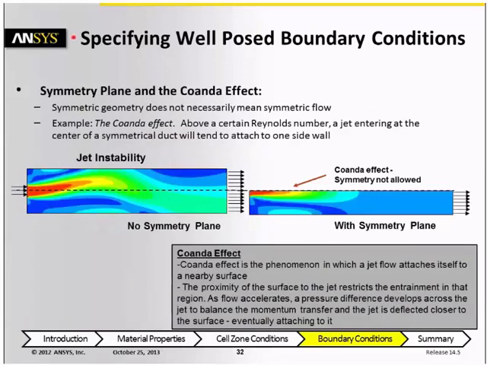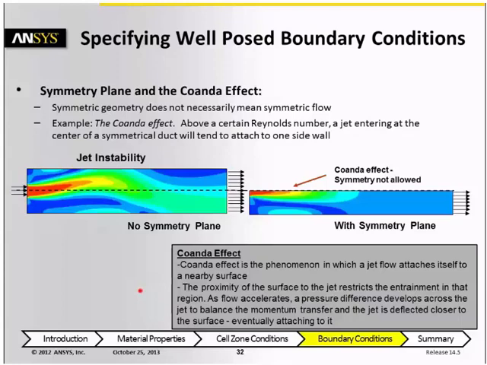On one of the earlier slides, it was noted that in order to use symmetry boundaries, both the geometry and the flow need to be symmetric. This slide shows an example of a case where the geometry is symmetric but the flow behavior is asymmetric. The phenomenon is known as the Coanda effect. What happens is, when a submerged jet exhausts into a sudden expansion, above a certain Reynolds number, the jet will tend to deflect to one side or the other and attach itself to the wall.